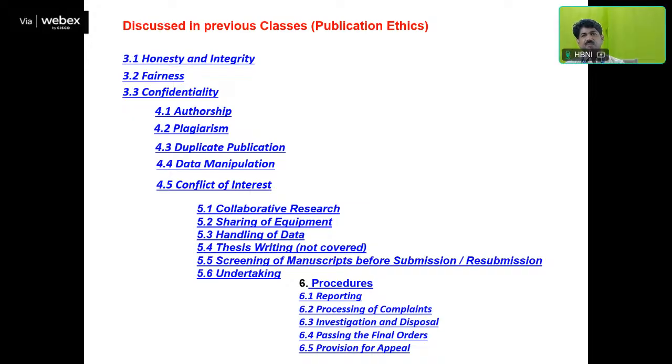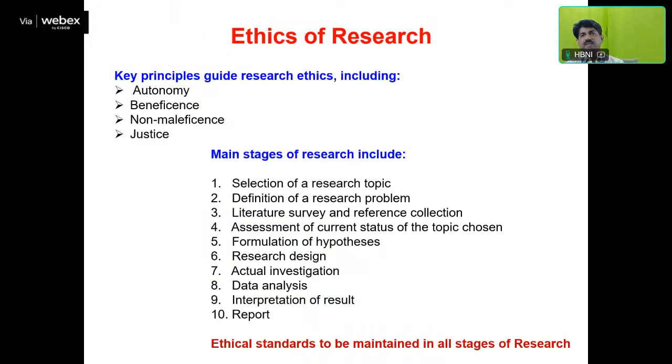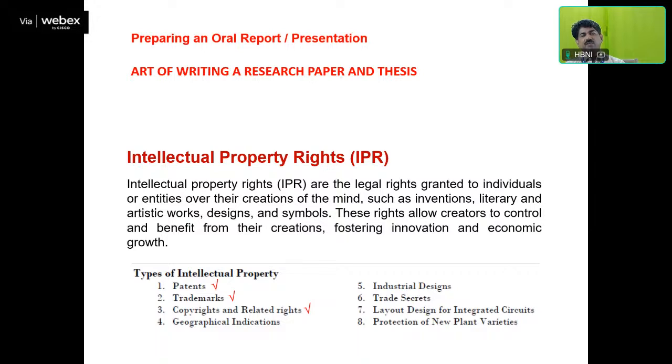We have discussed publication ethics and research ethics in the beginning classes. Then we discussed the various forms of presentation and writing a research article. Then we started with intellectual property rights, IPR. The day before yesterday we discussed the different types of intellectual properties and why we require these things. And in that, we discussed a little about patents, trademarks, and copyrights. So we'll continue from that.